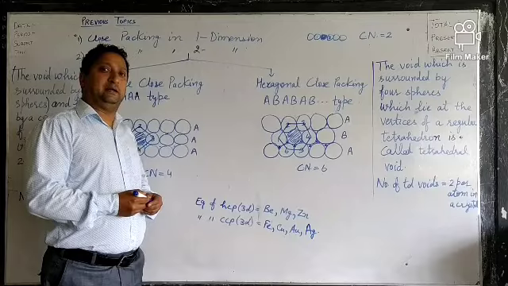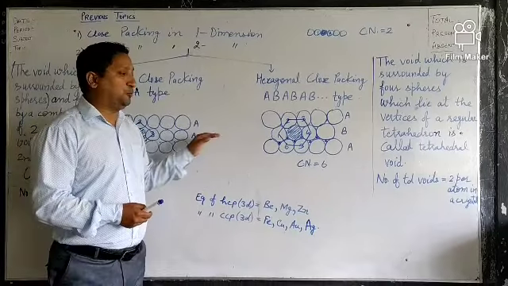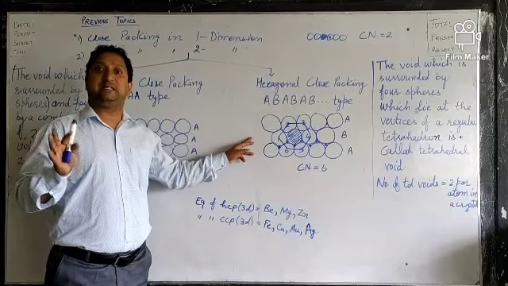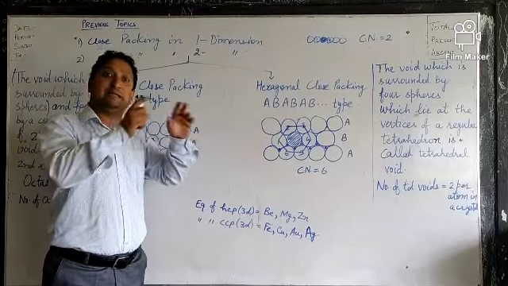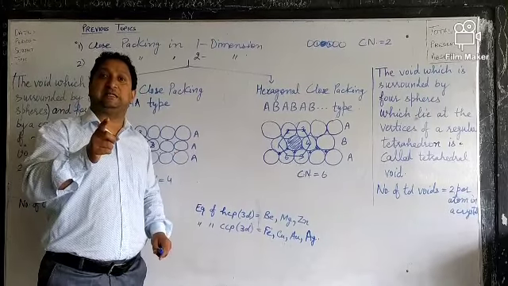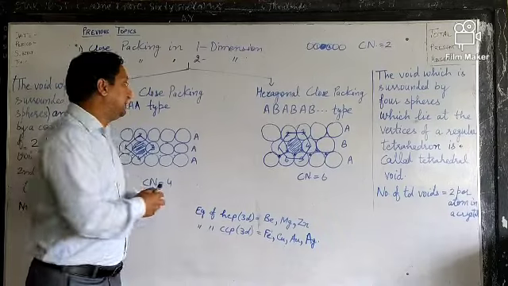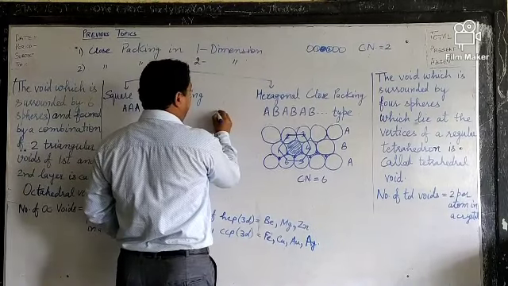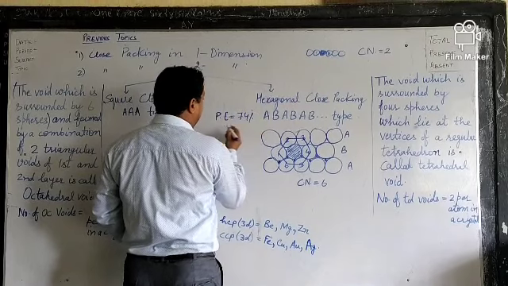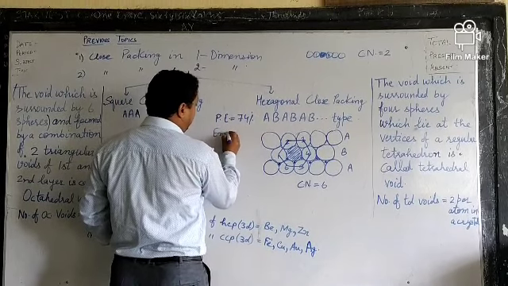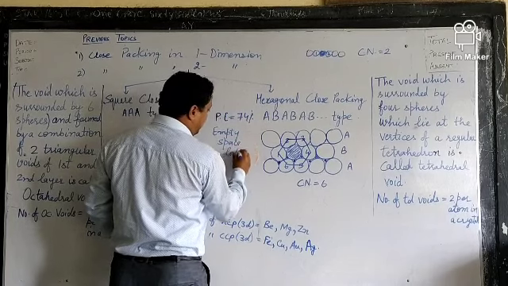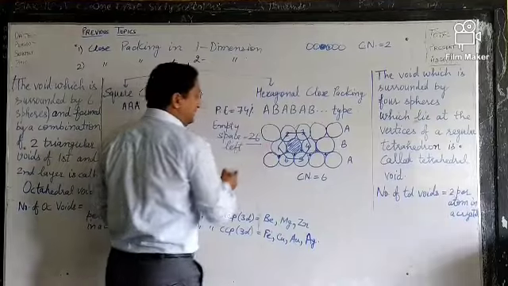And one more thing, the space occupied by both of them is 74%. How much is it? 74%. So that is the space occupied. Then what is the empty space left? The empty space left will be 26%. So 74% packing efficiency, and the empty space left is equal to 26%.